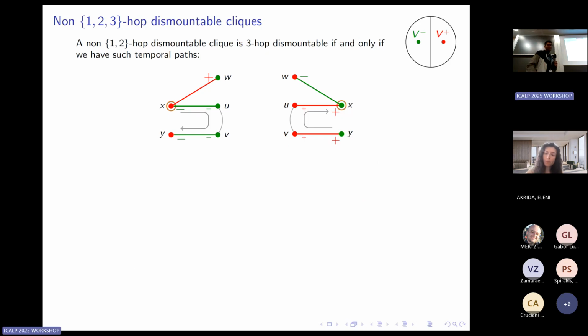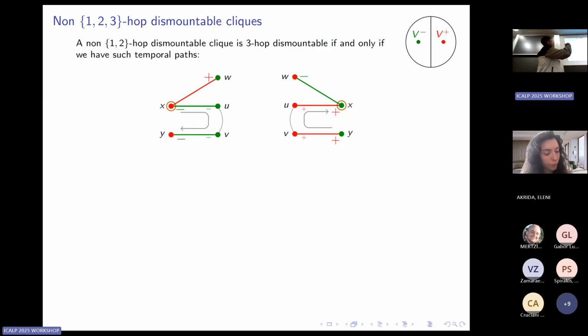What about then three-op dismountable cliques? Well, it turns out that only forbidding two patterns in a non-1-2-op dismountable clique will give you a non-three-op dismountable clique.